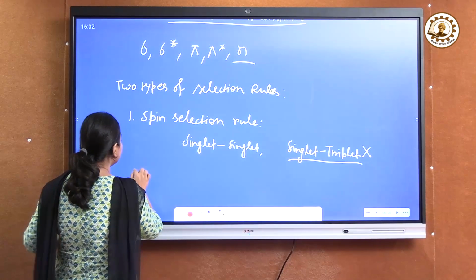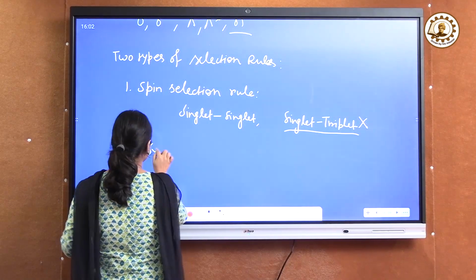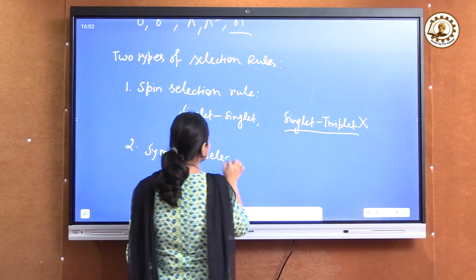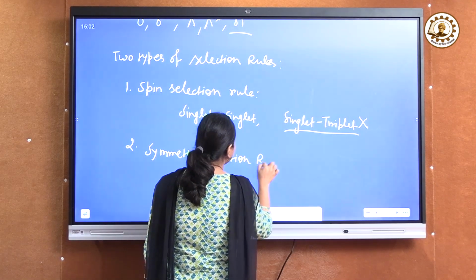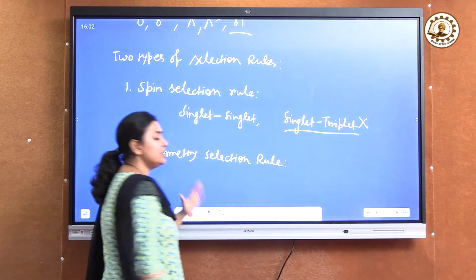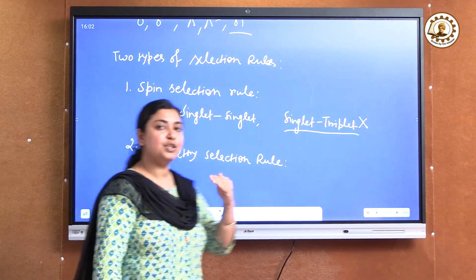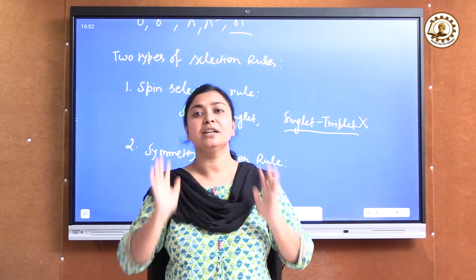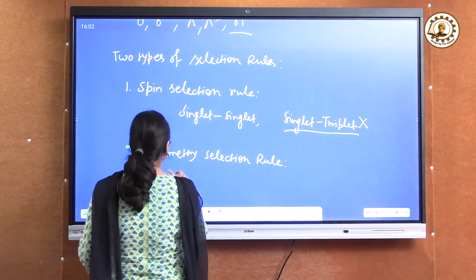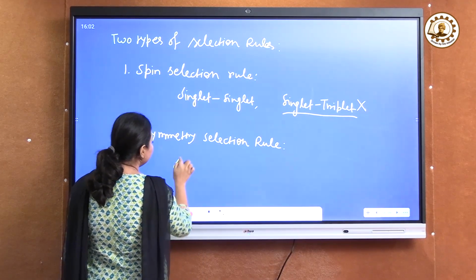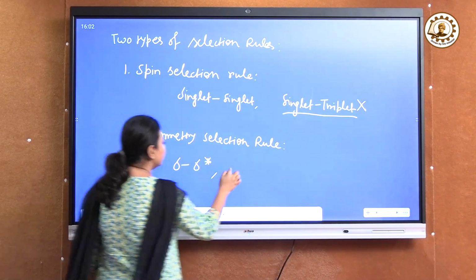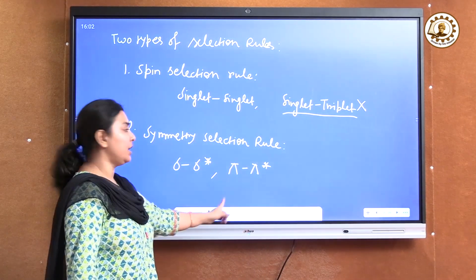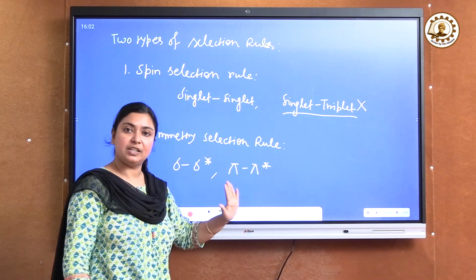And the second type of selection rules are symmetry selection rules. As per the symmetry selection rules, the transition can happen between electronic levels of the same symmetry. So transitions can happen from sigma to sigma star and pi to pi star. These 2 transitions are symmetry allowed transitions.